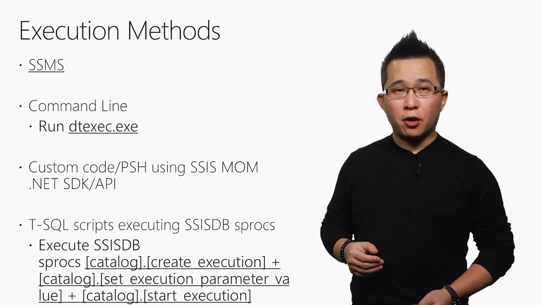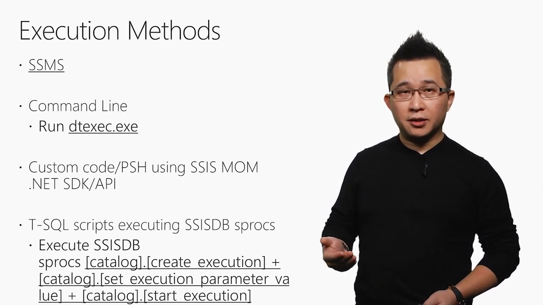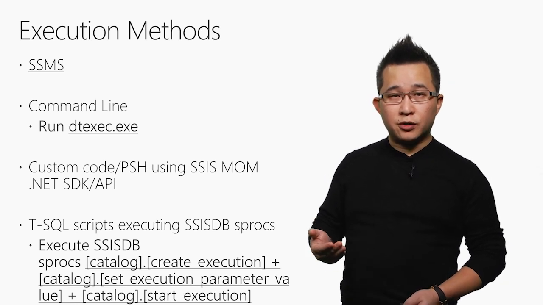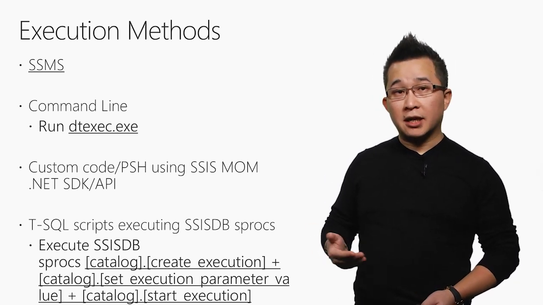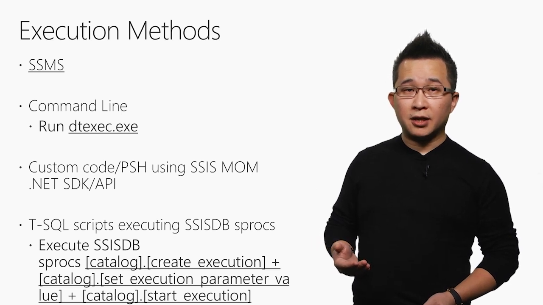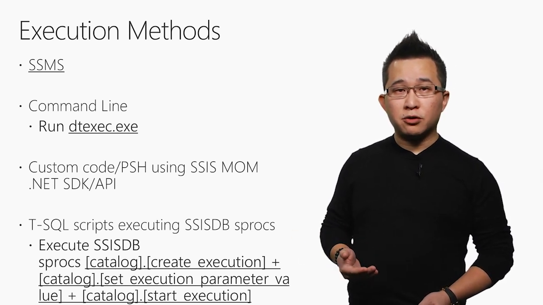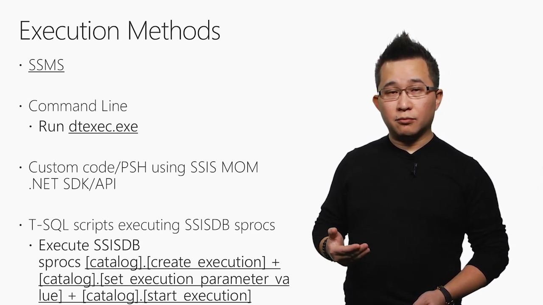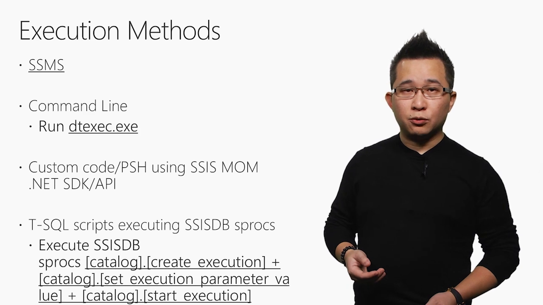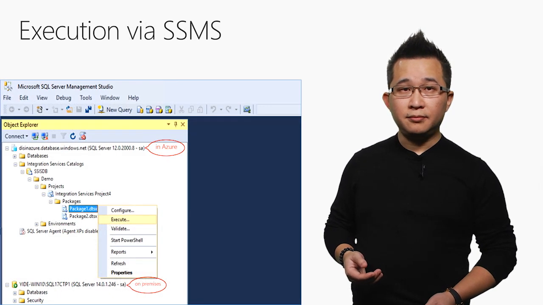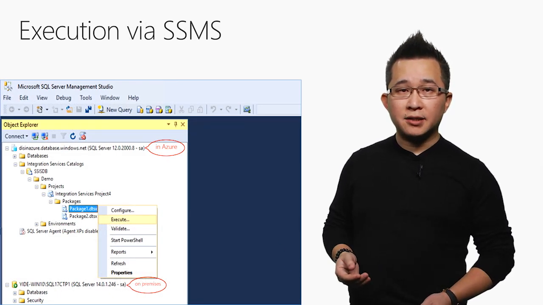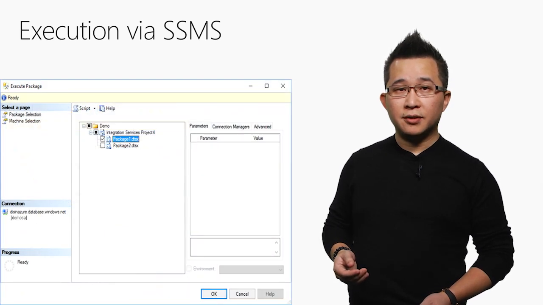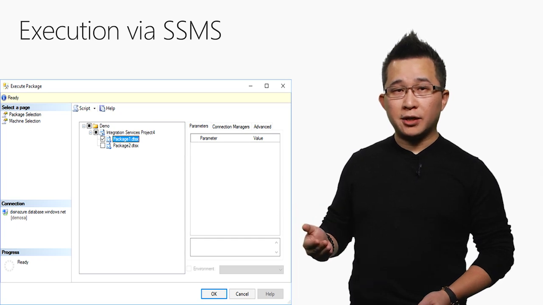Now, once you deploy your packages, you can execute them. And there are different ways you can execute these packages on Azure. First is to use SSMS. Second, you can directly run dtexec.exe, or you can use a PowerShell script or custom .NET script to trigger the execution. And you can also use a T-SQL script to do that as well. Here's an example in SSMS where you can execute the packages. You can select which package you want to execute.